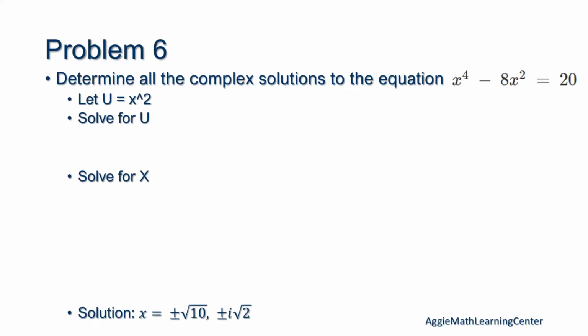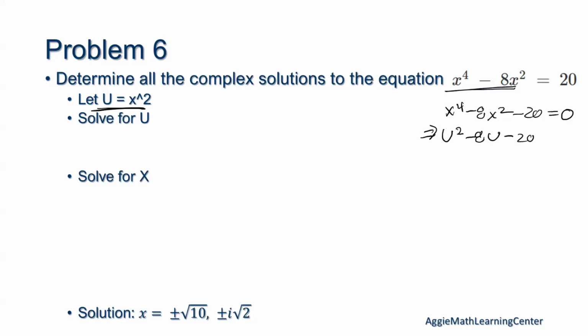Okay. So now we do a little bit of substitution to make our solving easier. We're presented with this. I will quickly bring over the 20 to the other side, so minus 20 is equal to 0. Now we're going to let u equal x squared. So if we let u equal x squared, this equation turns into u squared, since x to the 4th is u squared, minus 8u minus 20.